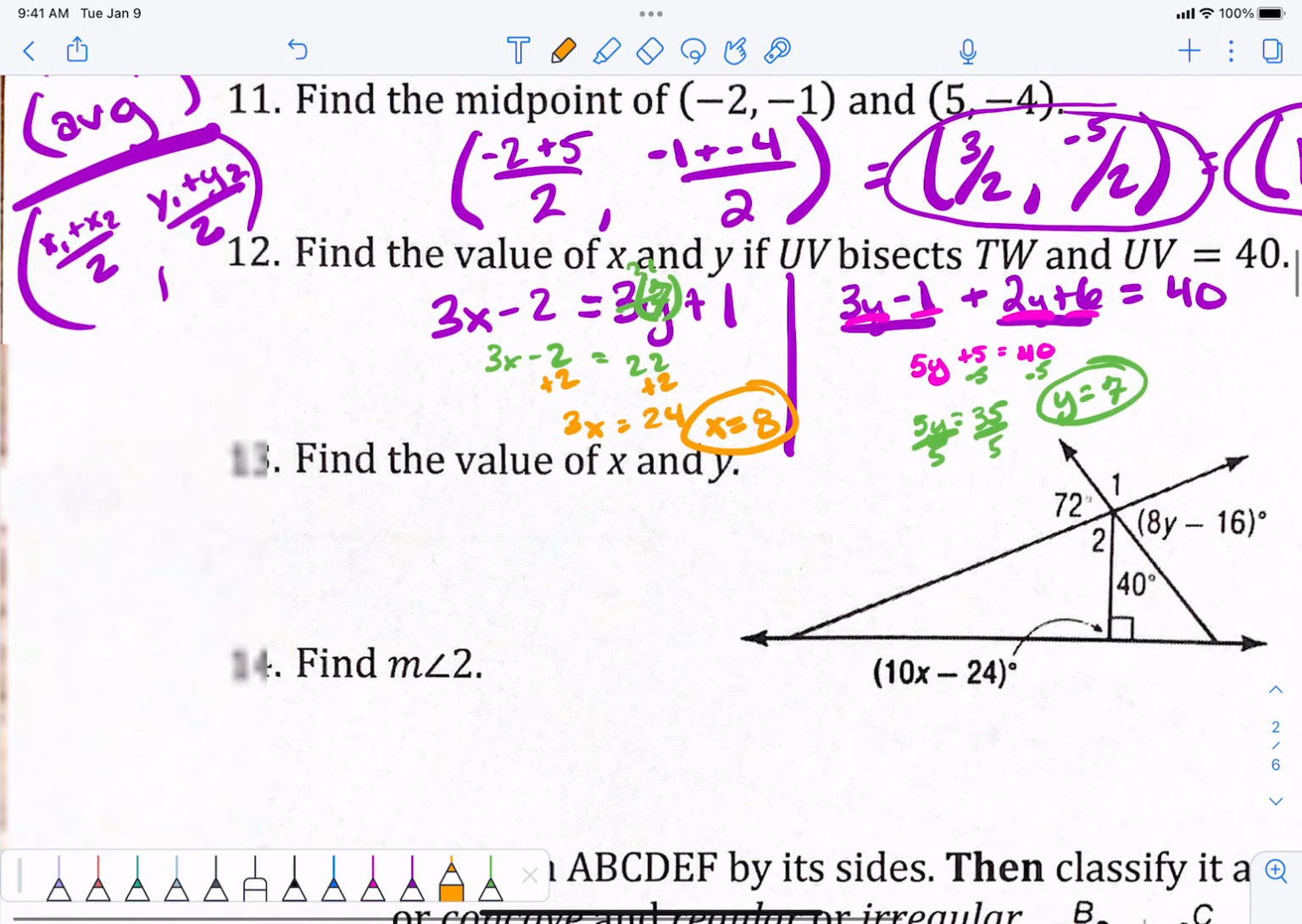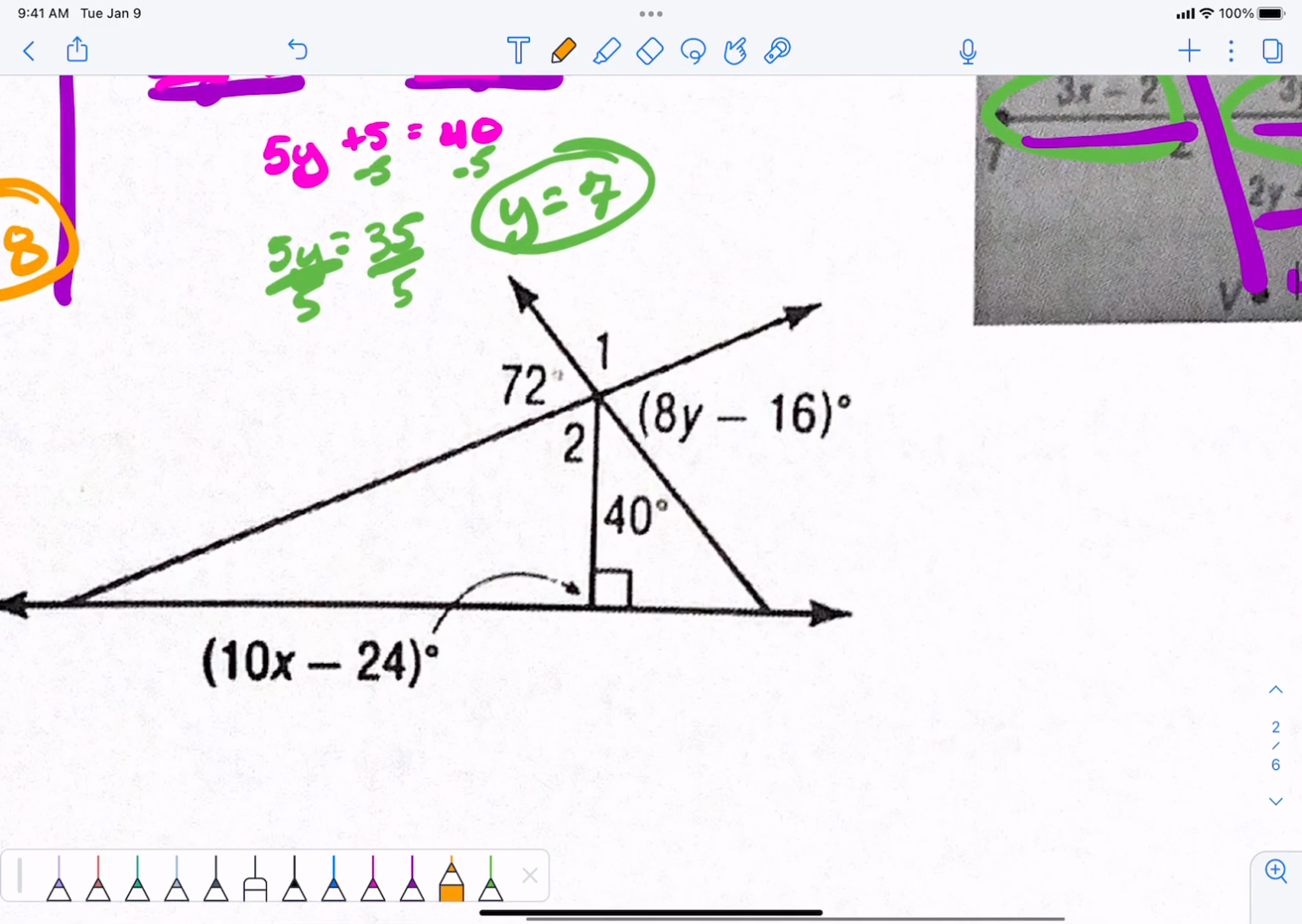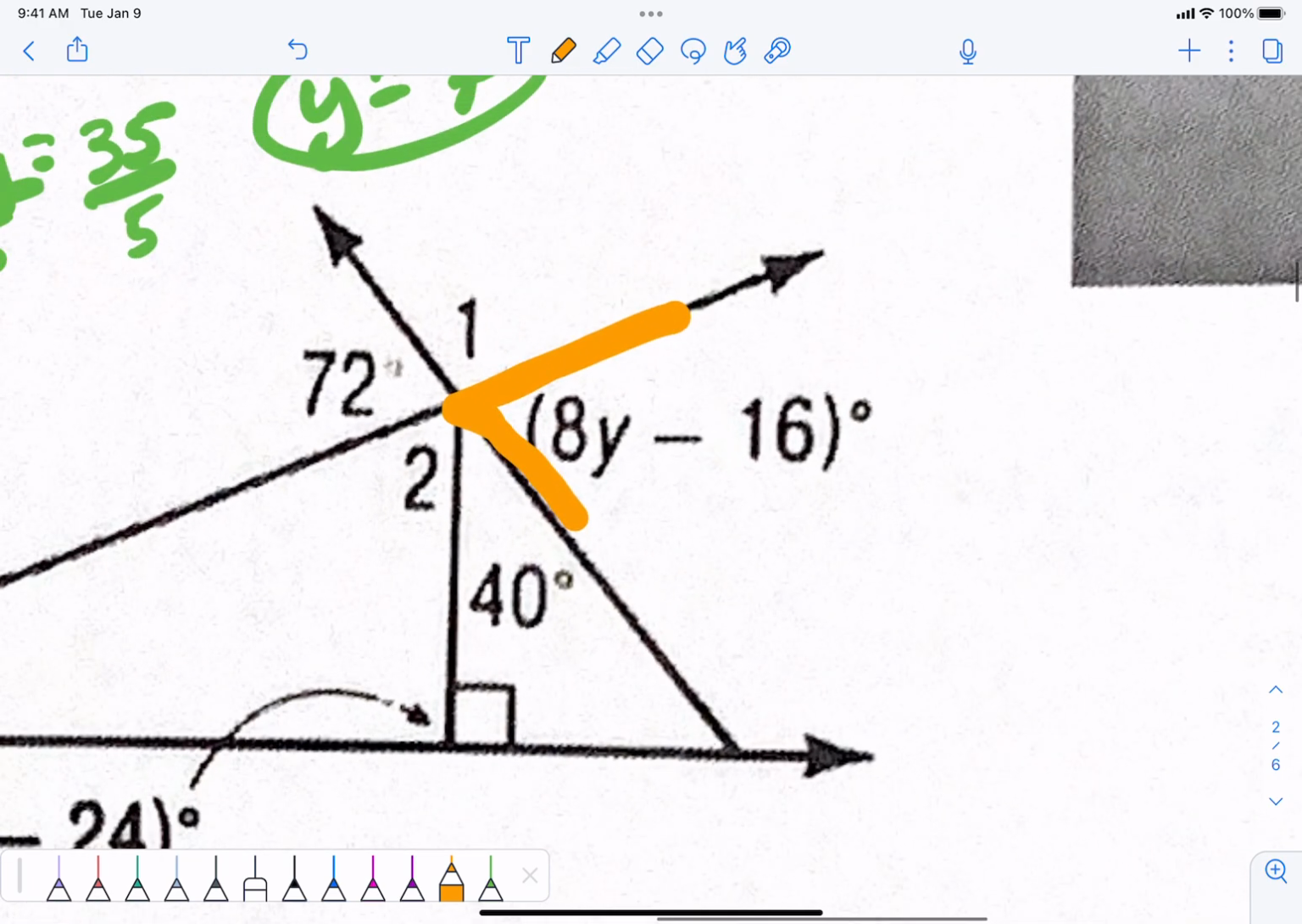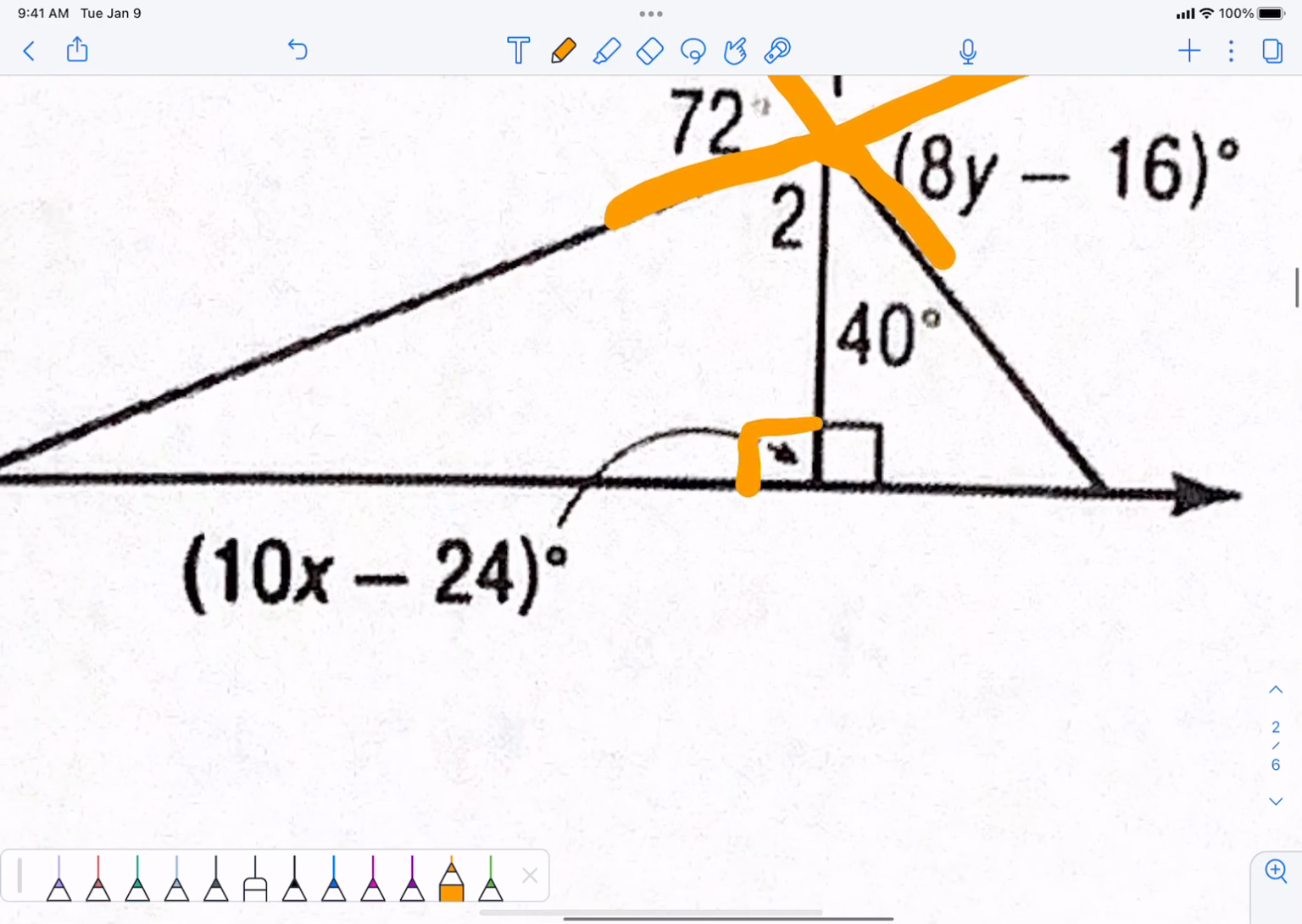All right, next, find the value of x and y for this diagram. Let's figure out some stuff that we know. What do we know? This angle is 72. Because of the vertical angles, 10x minus 24 is equal to 90, because that's a box over there. So we're going to say that this equals 90.